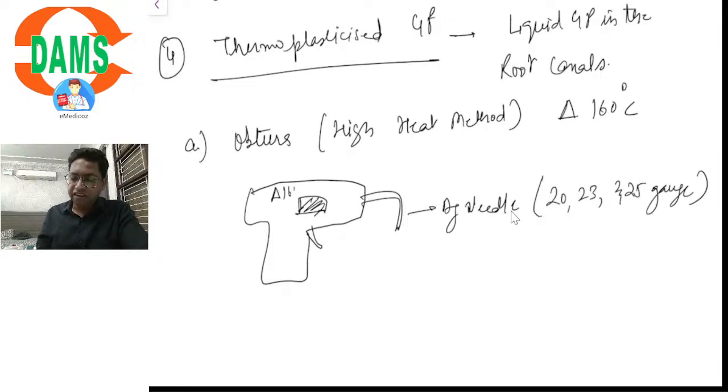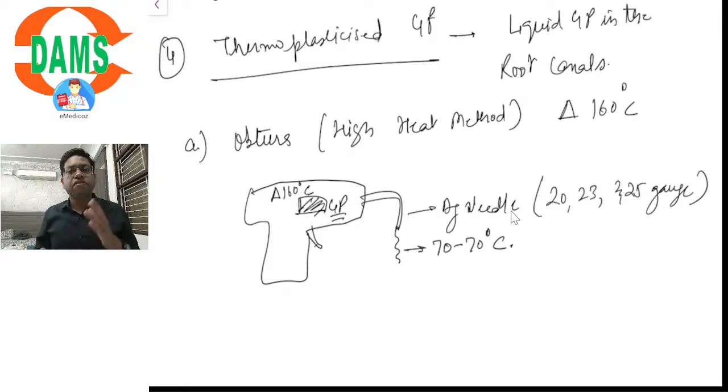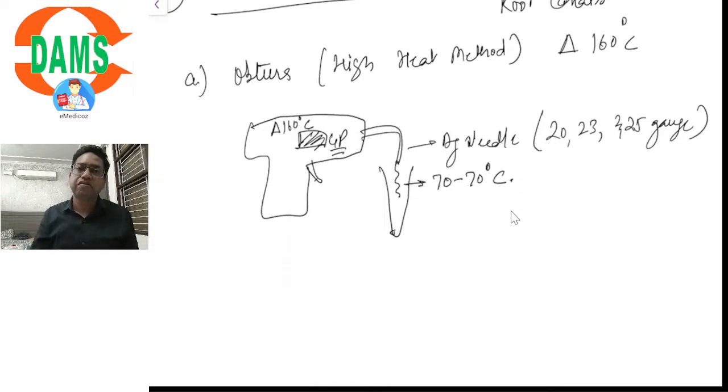Inside this gun, the gutta-percha cartridge is heated to 160 degrees Celsius. When we press the plunger, the liquid gutta-percha comes out at a temperature of 70 to 72 degrees Celsius. So remember, what is the temperature of the gutta-percha which comes out? 70 to 72 degrees Celsius. What is the temperature up to which gutta-percha is heated inside? It is 160 degrees Celsius. There is direct injection of liquid gutta-percha inside the canal in thermoplasticized obturation.